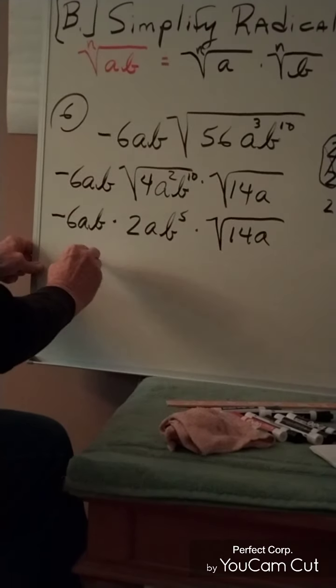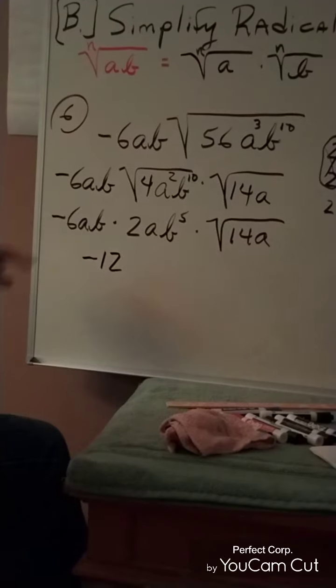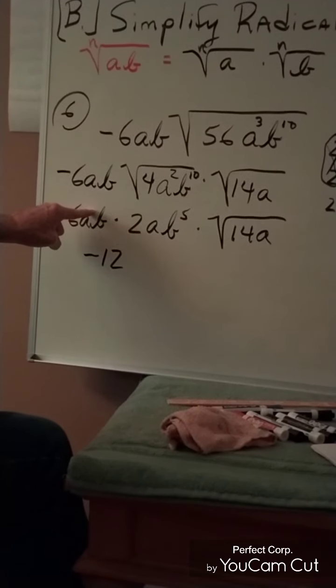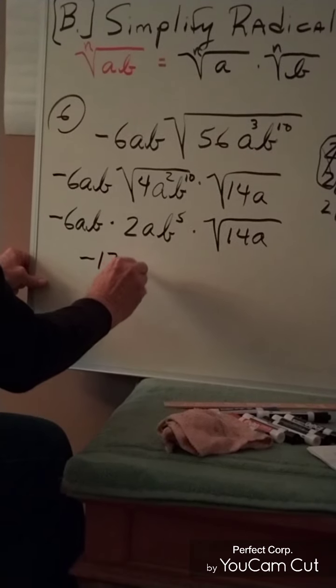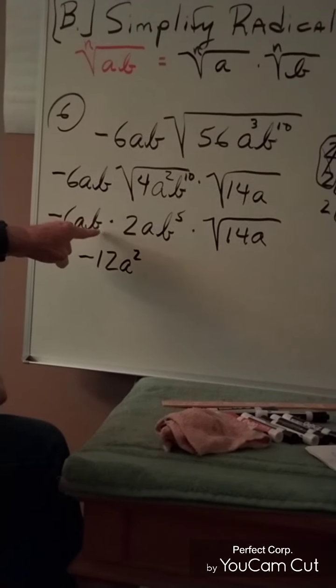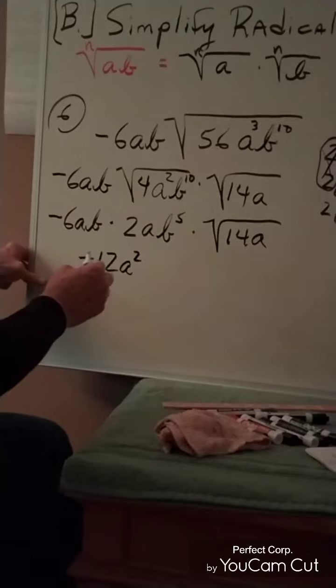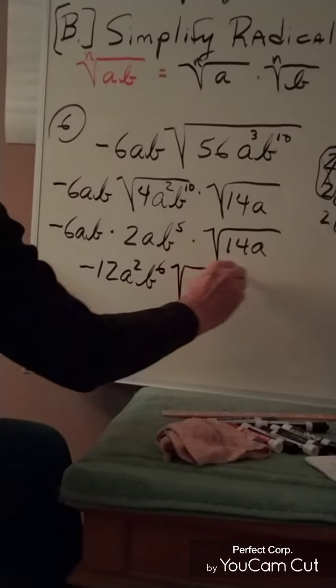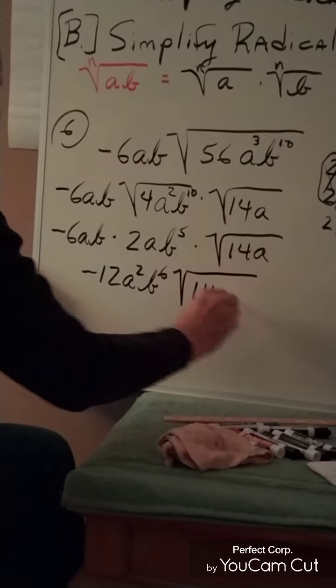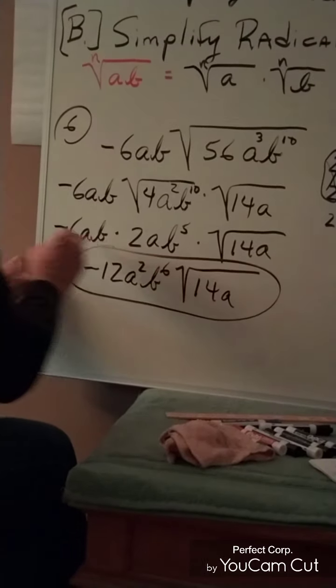Negative 6 times 2, negative 12. A to the 1 times another a to the 1. Add those exponents, a squared. B to the 1 times b to the 5th, b to the 6th, multiplied by the radical of 14a, and he is done.